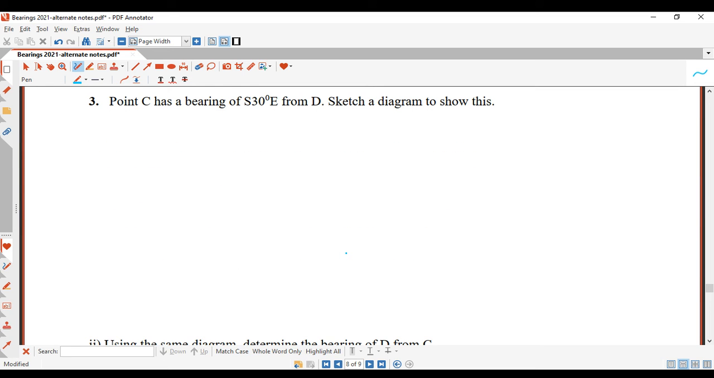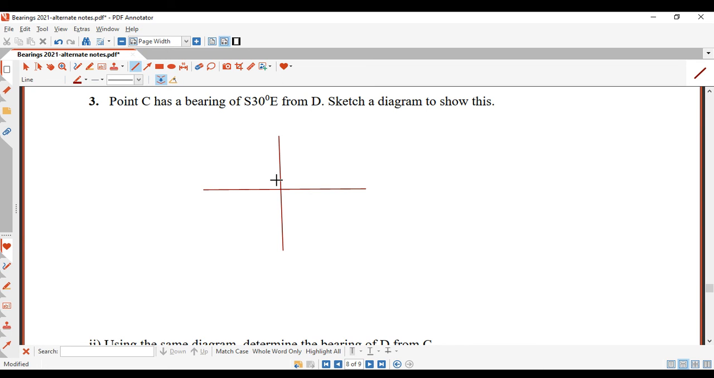It says point C has a bearing of south 30 degrees east from D. Sketch a diagram to show this. So let's do that. So we're going to draw the compass first. Yep. It's meant to be vertical, roughly. All right. Let me just fix up that line. Oh, that's not good, is it? So let's try that, drawing that line again. Okay, that's more vertical.